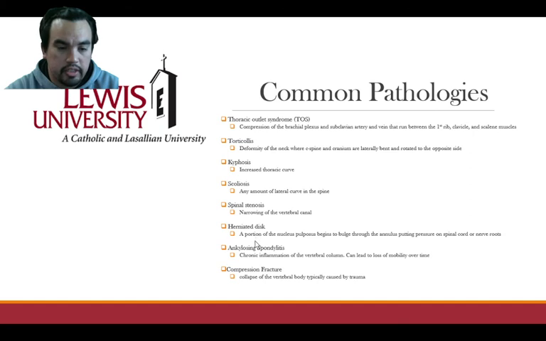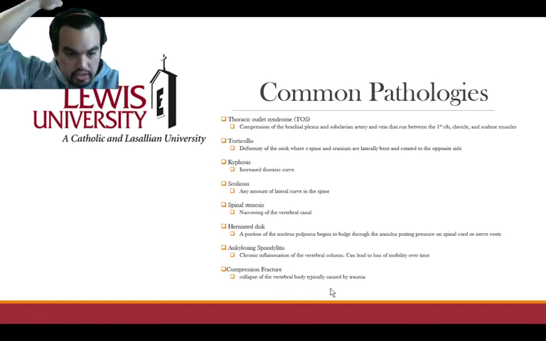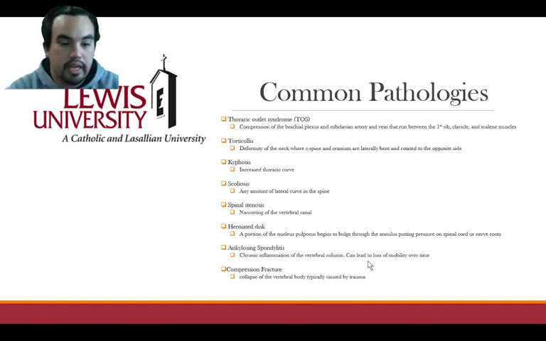A herniated disc, which we discussed earlier. Ankylosing spondylitis, which is a chronic inflammation of the vertebral column. It can lead to a loss of mobility over time. And then compression fractures, where you load the head axially, which typically presses down and collapses the vertebral body, typically caused by a trauma. So that's all we have today on the trunk and cranium.